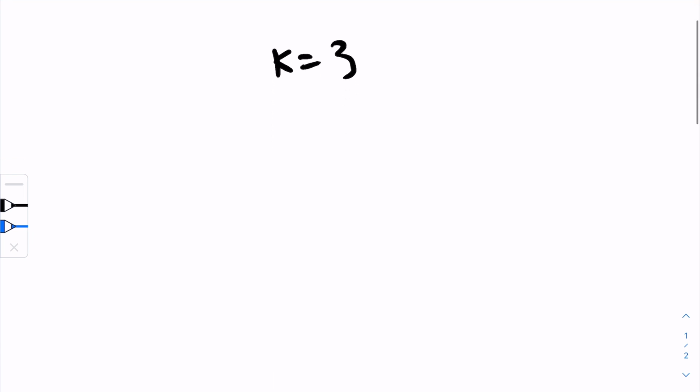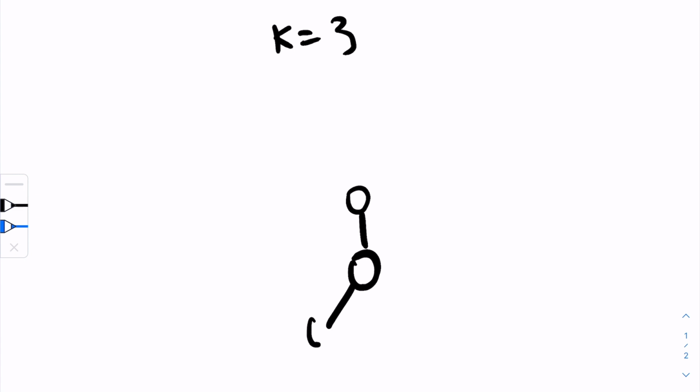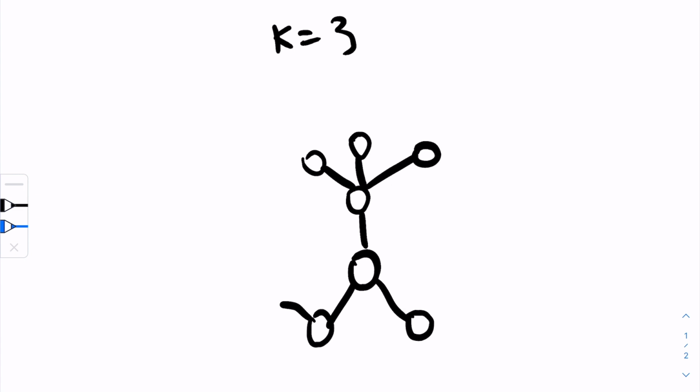So let's work out a quick example for this problem. Let's start with k equals 3. When k equals 3, let's draw a graph right here. Drawing this graph, we can see that at each step, 3 new leaves are added to each previous leaf. And so we're multiplying the number of leaves by 3 each step.